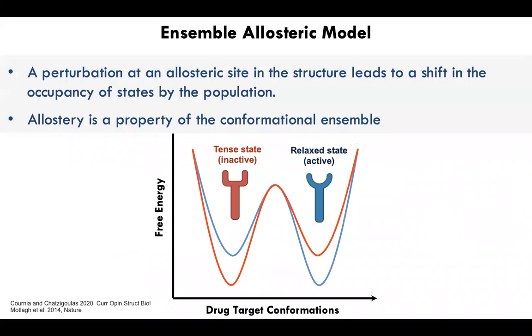Essentially, the T and R states, the relaxed and tense states, or inactive and active states, are properties of the conformational ensemble. They are all structures that lie in a conformational ensemble. A perturbation at an allosteric site would lead to a shift in the occupancy of states by the population. For example, an agonist will stabilize the free energy landscape of the active state, while an antagonist may stabilize the T state, the inactive state. So we can say now that allostery is a property of the conformational ensemble.